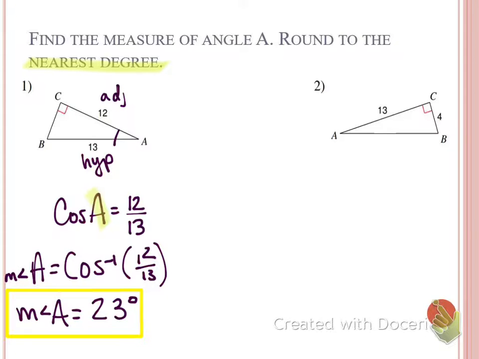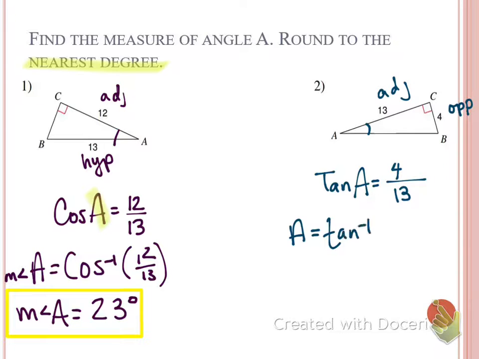Doing the same thing for number 2. We want to find angle A. So what kind of side is 4? And then 13. So which trig ratio will we use? Tangent from angle A equals the opposite over the adjacent. Going to use the inverse of tangent to find the measure of angle A. So shift tangent of 4 over 13.